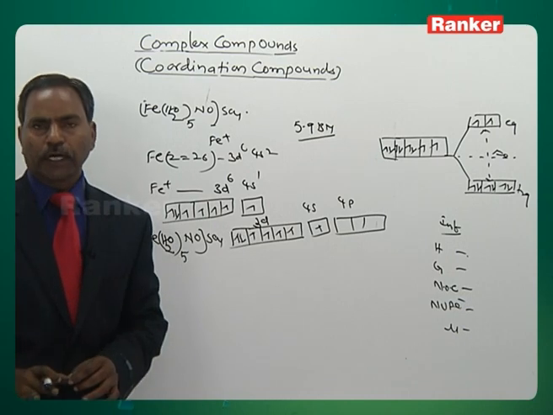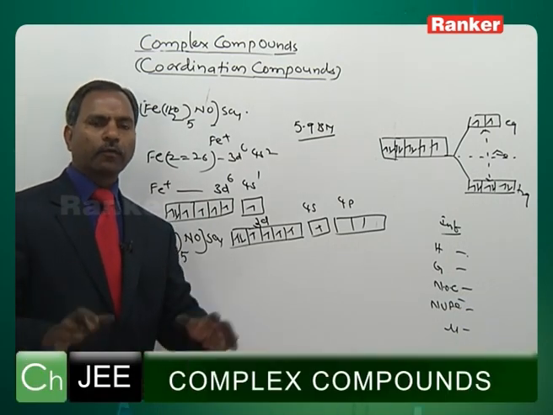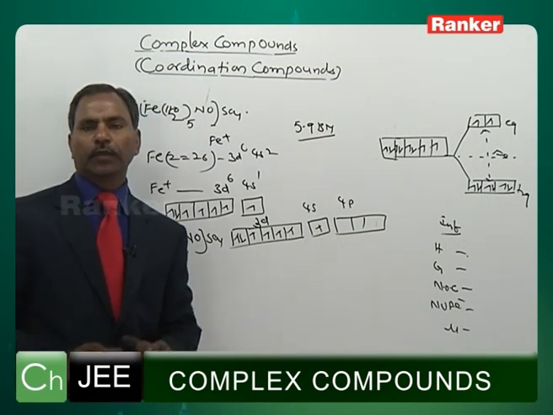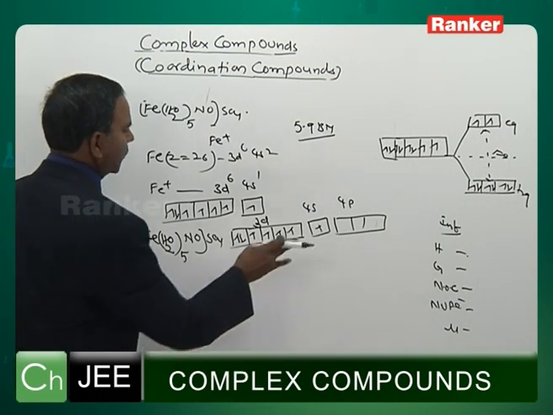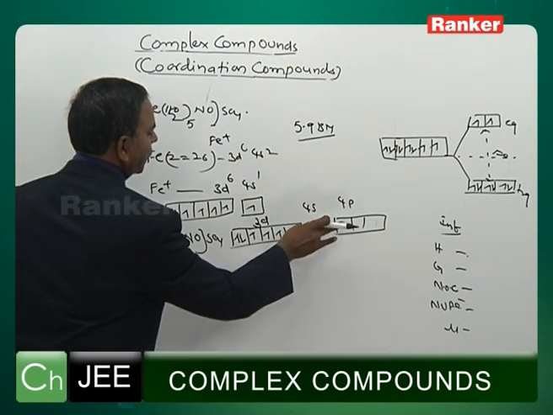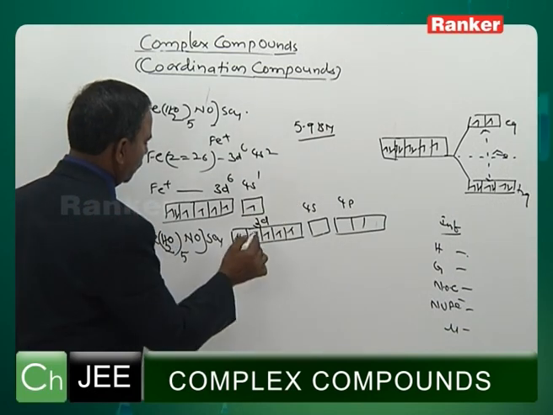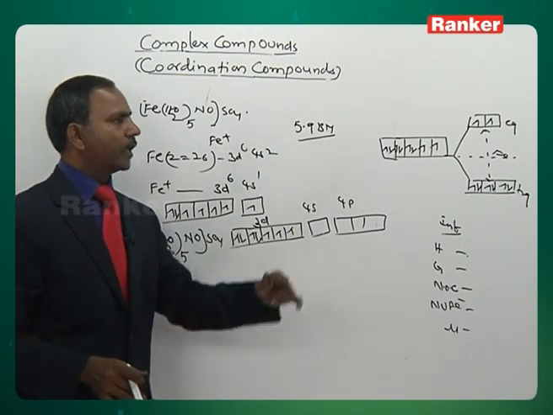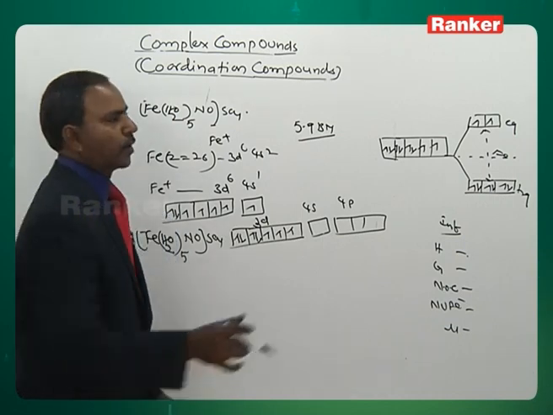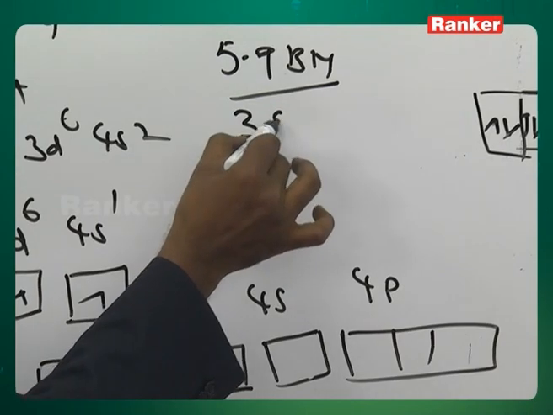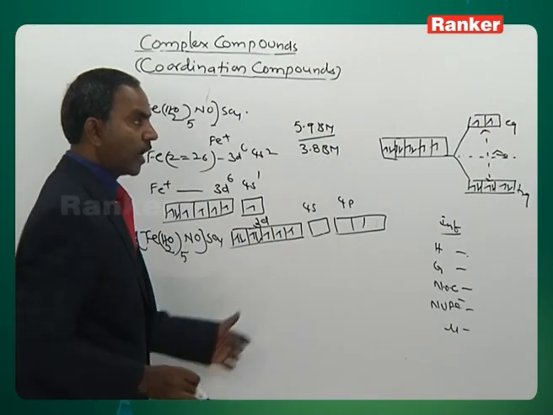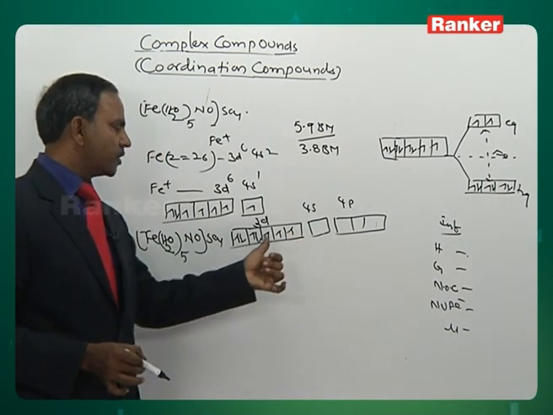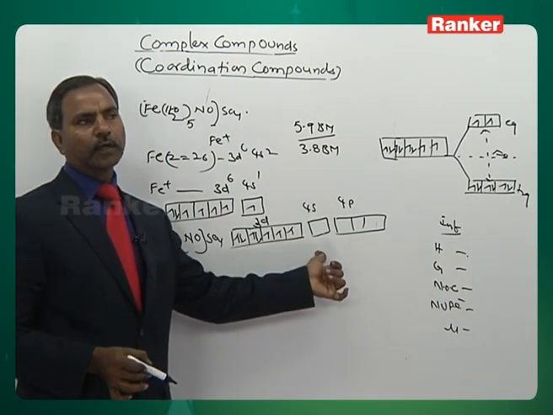But experimental results show that for a brown ring complex, the magnetic moment comes to be only 3.8. That means we can understand that an electron from the 4s orbital is shifting to d. Why is it shifting? The magnetic moment we are expecting is 5.9, but experimental results give a magnetic moment of only 3.8 BM. Therefore it has to carry 3 unpaired electrons. Therefore the electron from the 4s orbital shifted to d, and now you are getting 3 unpaired electrons.